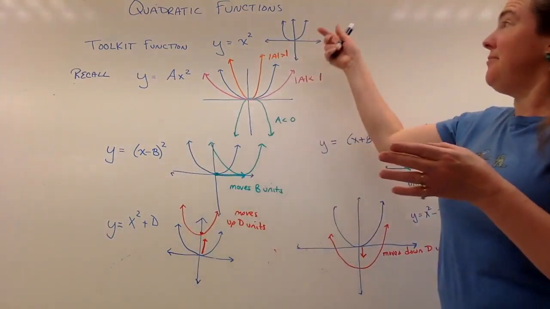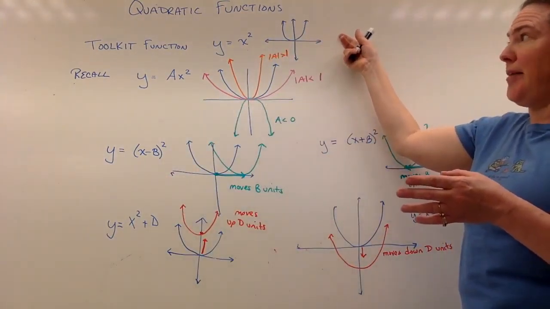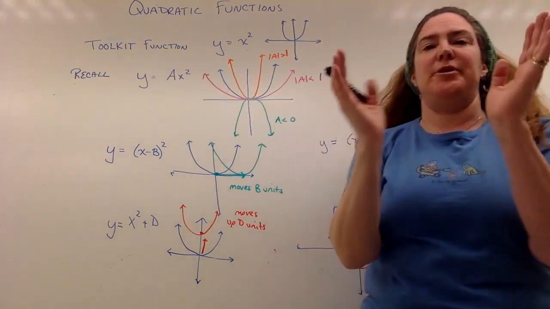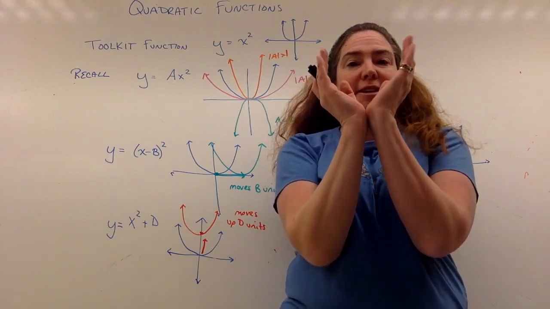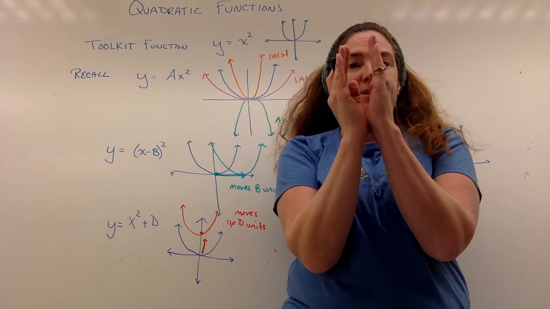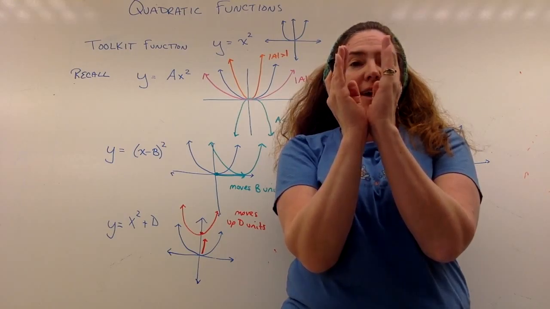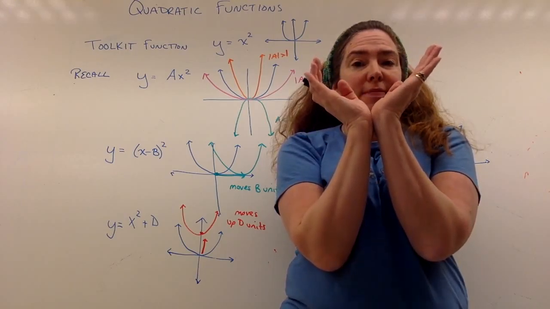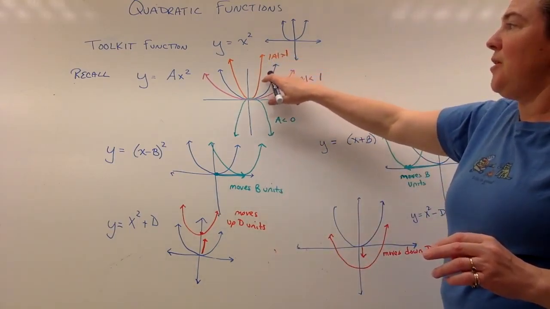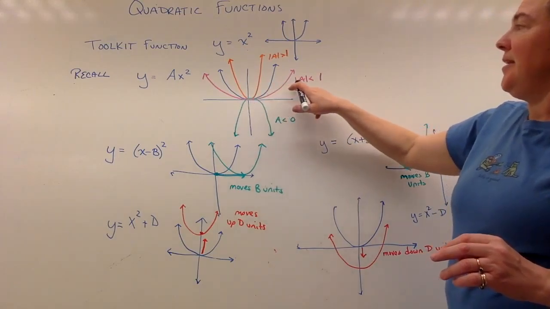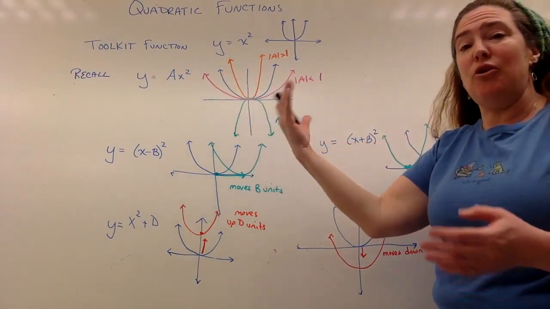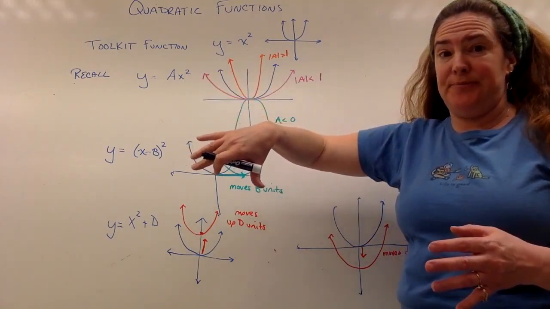So we have our toolkit function y equals x squared. It's a parabola. So the first thing we look at is multiplying it by a constant. What does that do? Well, that changes the width. Okay, so it takes our normal parabola. If a is bigger than 1, it makes it narrower. And if a is less than 1, it makes it fatter. All right? So a greater than 1, we have a narrower parabola. A less than 1, a wider one. If a is negative, it's going to take that whole parabola and flip it upside down.